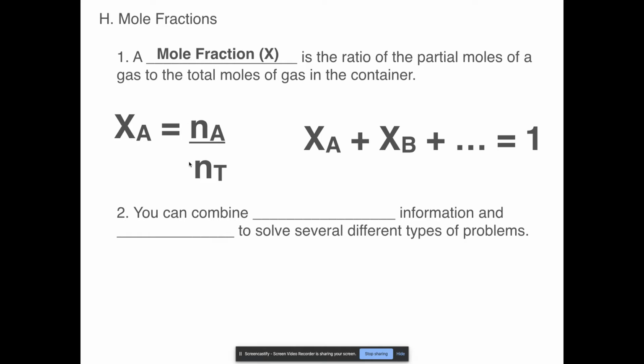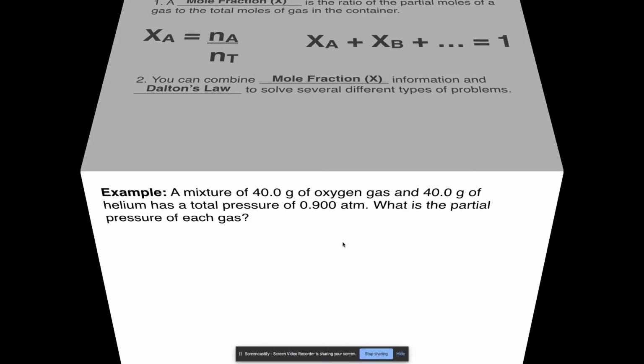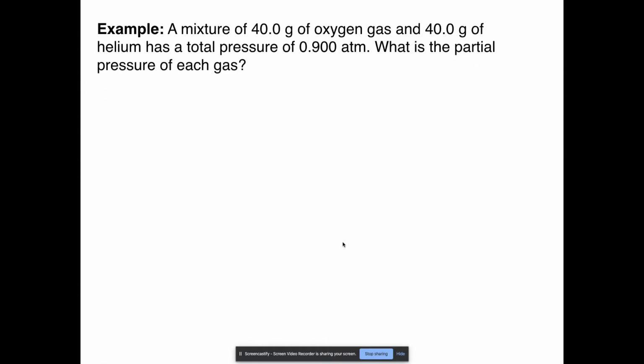So since it's percent, that means that if you add up all of your percents, it has to equal 100, right? So if we're adding this up in fraction form, everything has to add up to 1. And so using mole fraction and using Dalton's law, we can use the combination of both to solve several different types of problems. So we're going to do just one example, but this includes all of that all together in one.